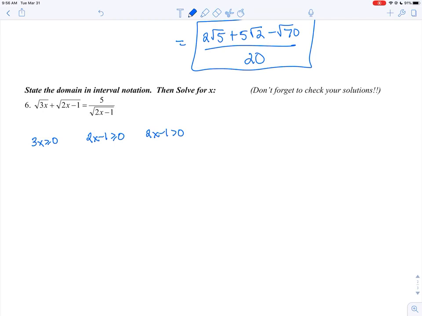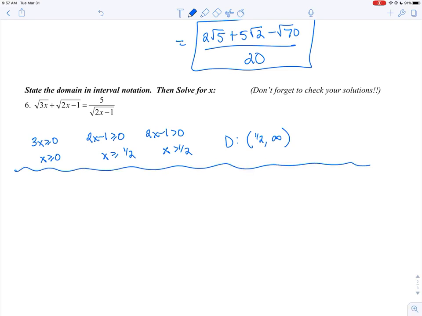So we can almost forget about the 2x minus 1 being greater than or equal to 0. Right? So if we're solving these, we know that x has to be greater than or equal to 0, x has to be greater than or equal to 1/2, and then x has to be greater than 1/2. So if we're putting all of these things together, the overlap of all three of those parts is x has to be greater than 1/2. So our domain is going to be from 1/2 to infinity. We can just keep that there for right now. After we solve it, we're going to make sure that our answers fit into our domain.